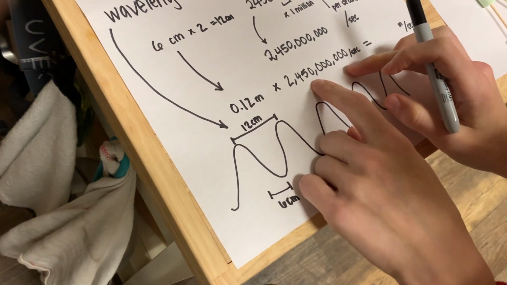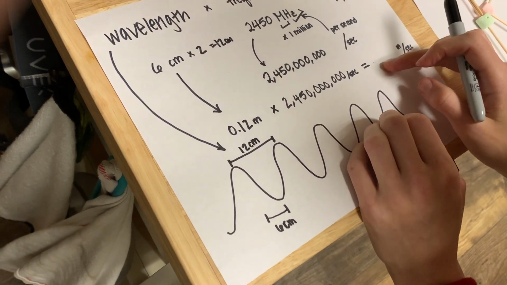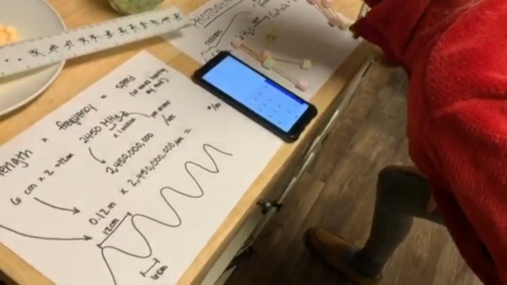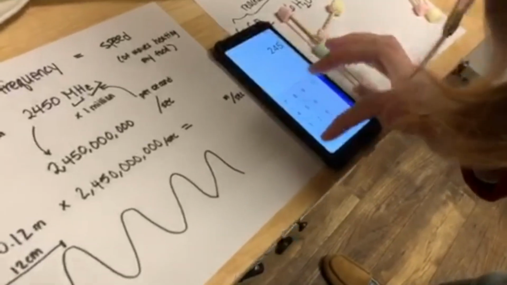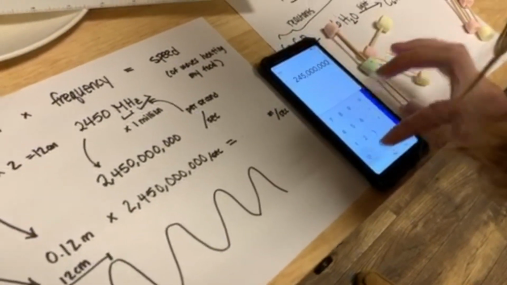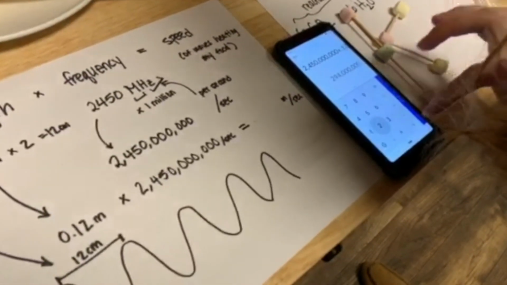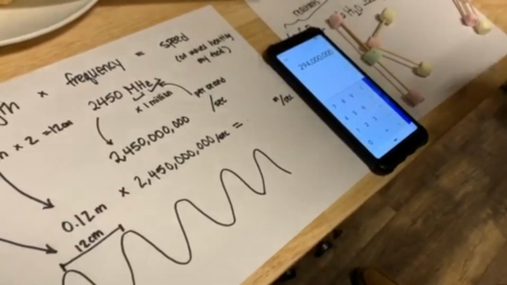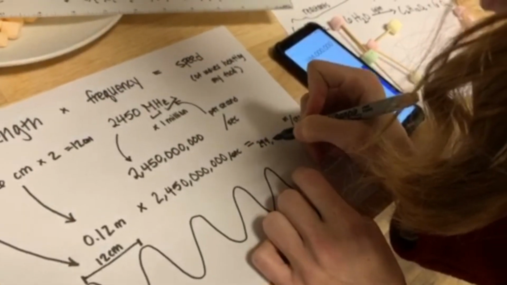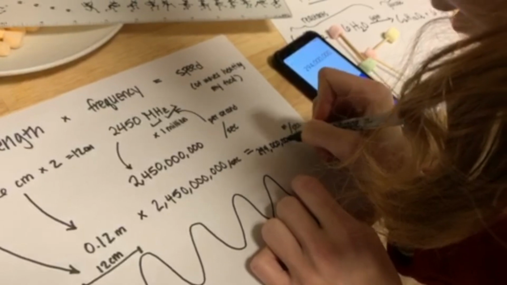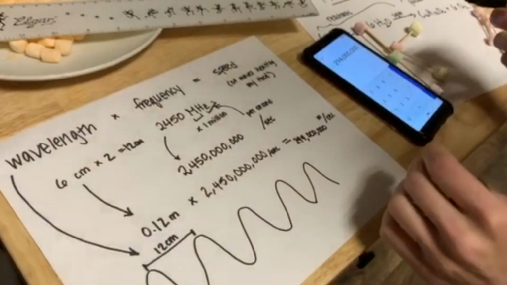I've got my 2,450,000,000 per second as my frequency. And now I'm about to find the speed of the waves in my microwave. So calculator at the ready. 2, 4, 5, 0, 0, 0, 0, 0, 0, 0 times 0.12 equals 294,000,000 meters per second. Now, what does that mean? Is it cool? I don't know.